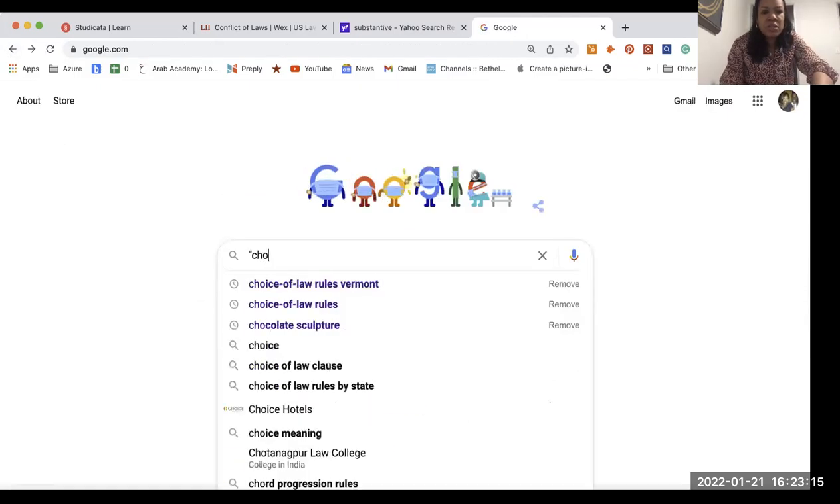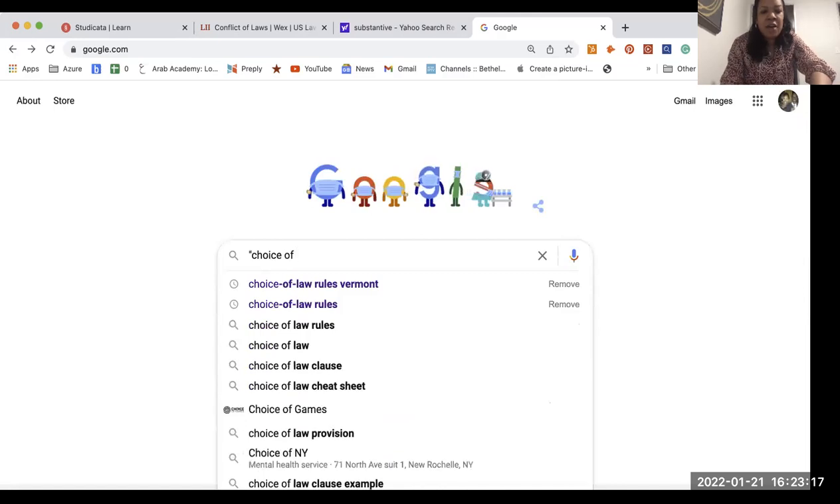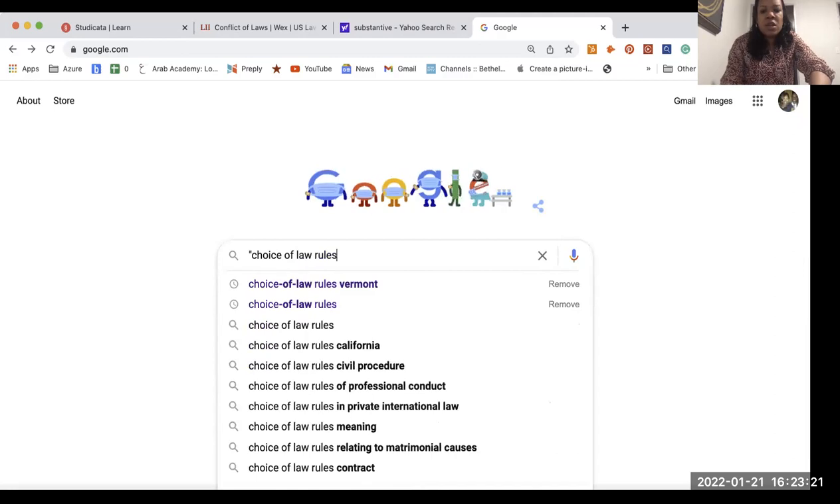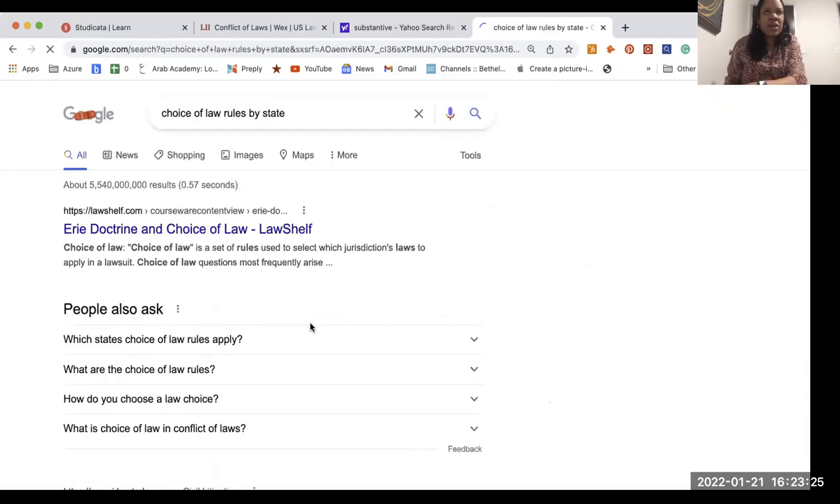And this is one thing I love, and I'm using the Right Law software, and they were talking about this too, about using quotation marks. So let's look at this. Choice of law rules by state. Oh, it took my quotation marks. Okay.